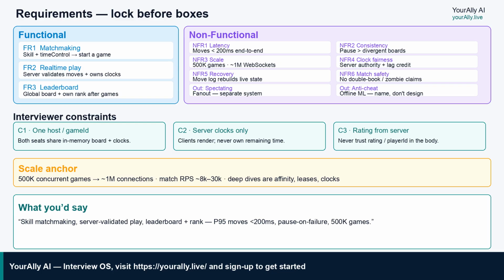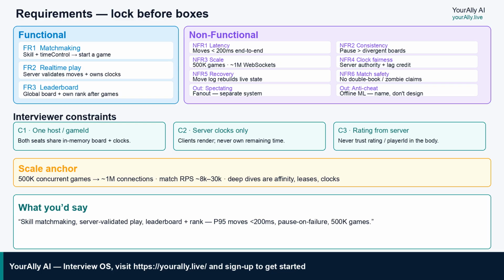The server validates every move and owns both clocks. Clients render pieces and paint a countdown. They do not invent legality or remaining time. If you let the client own either, you have already lost the interview.